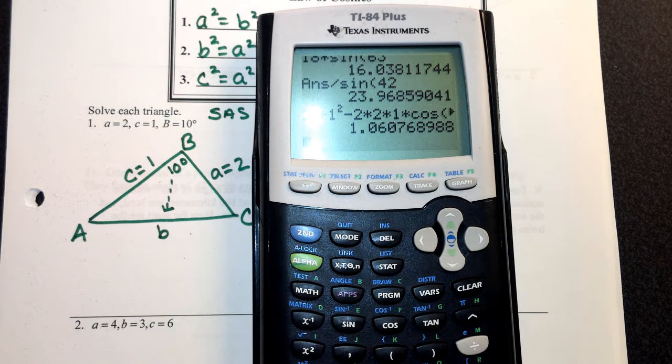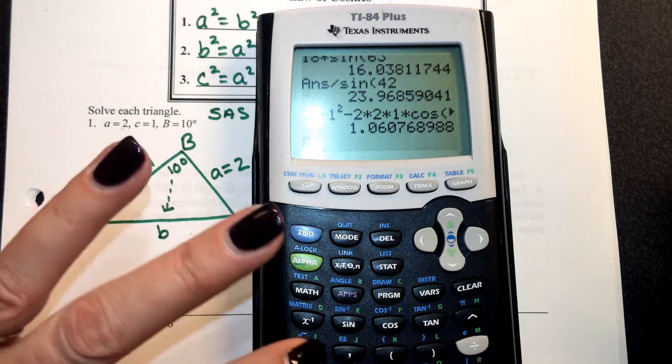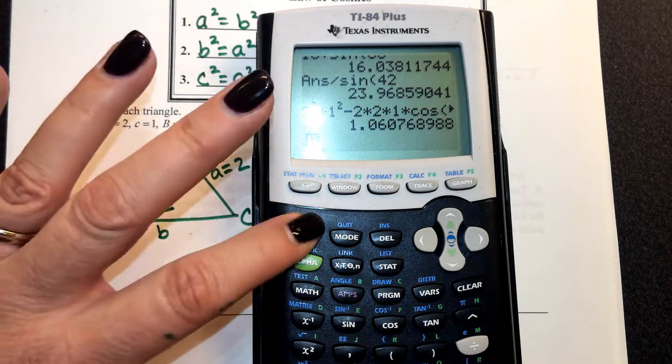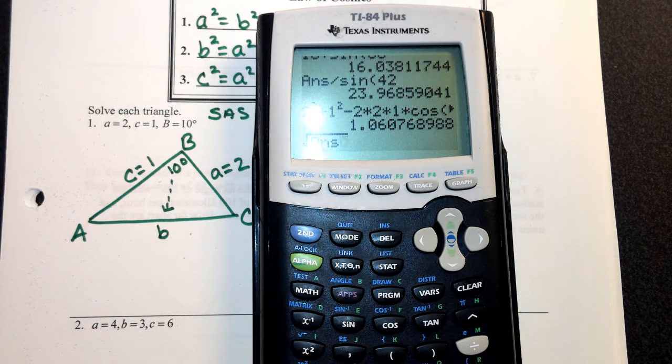Don't just take 1.061 and take the square root. Leave this on the calculator right now. All right? So now what I want to do, because this is what b squared is equal to. To solve for b, I'm going to have to take the square root of this number. So just hit your second square root sign and hit that second negative sign, answer. On that calculator, you're going to get a better answer than if you round this to 3 decimal places.